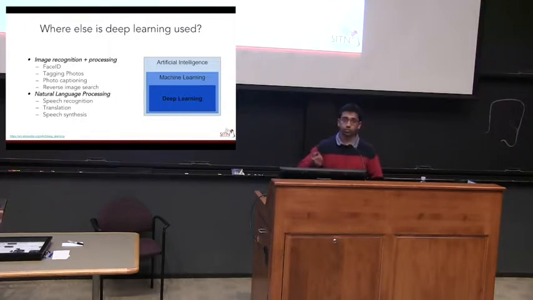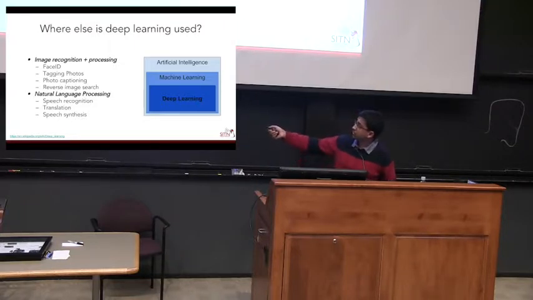Tagging photos: if you upload a picture to Facebook and it automatically figures out who is in the picture and tags the people in the picture, that's also using these neural networks. Photo captioning: you give it a picture and it generates a description of your picture for you. Reverse image search: if you've gone on Google and you provide them an image, they automatically tell you other images that are similar to the one that you provided.